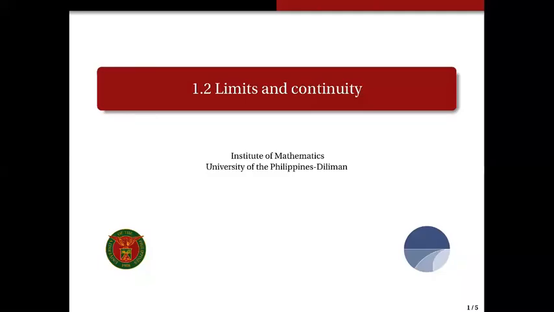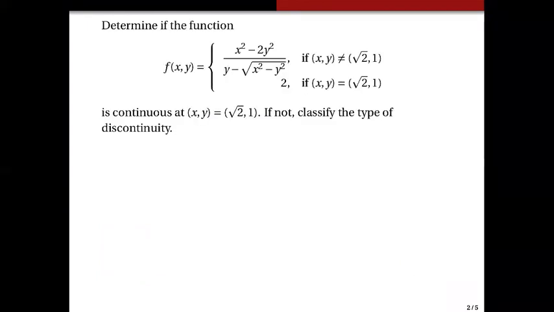So for section 1.2, we have limits and continuities of functions of several variables. I expect that you have watched the associated lecture videos. And for the discussion today, I'll just answer the problems I have prepared in relation to this topic. So let's start with our first problem here.